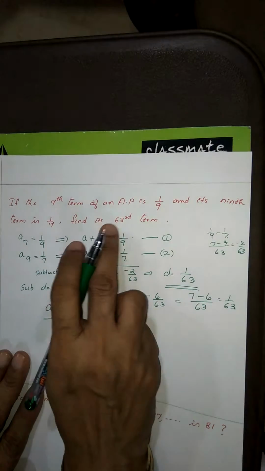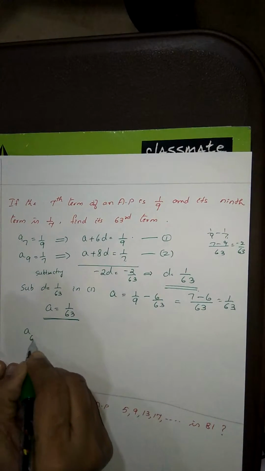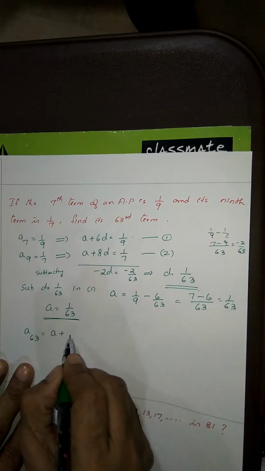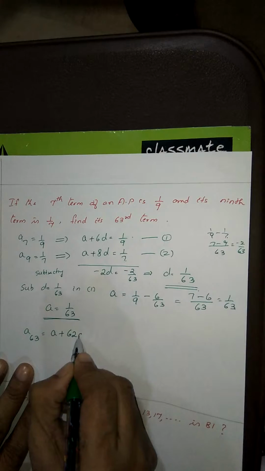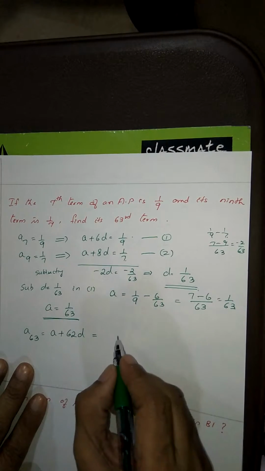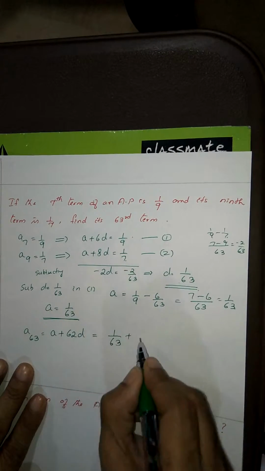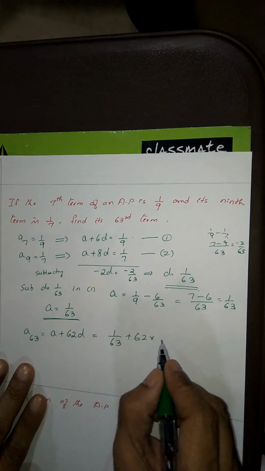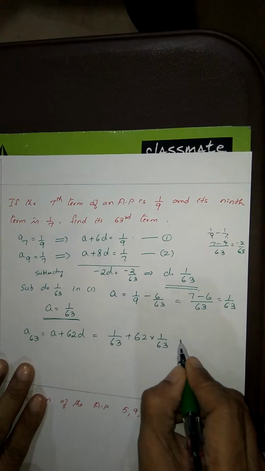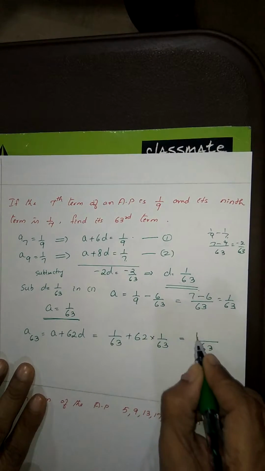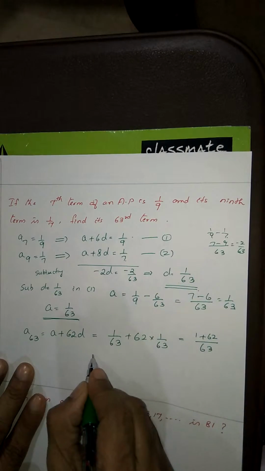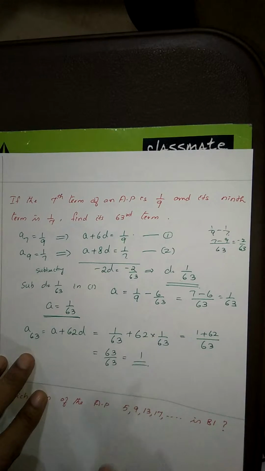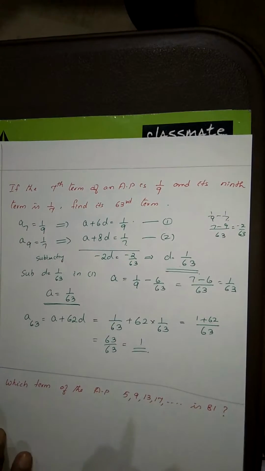Now we have to find the 63rd term. So a63 is equal to a plus n minus 1 into d, that is 62d. That is equal to a is equal to 1 by 63 plus 62 into d is 1 by 63. So this is equal to a63 is equal to 1.